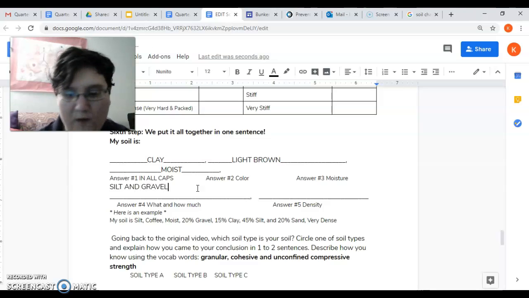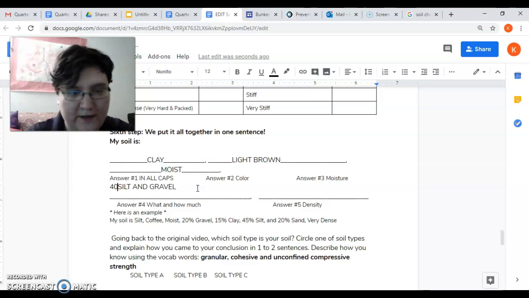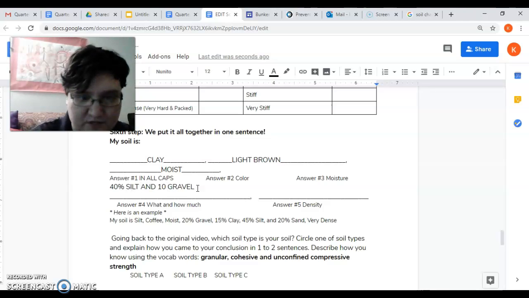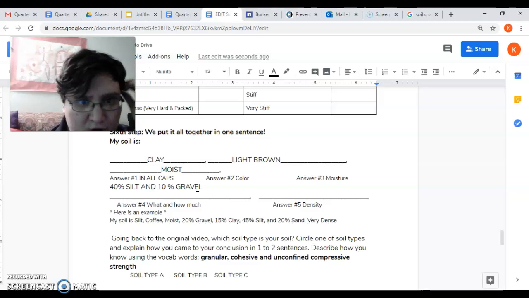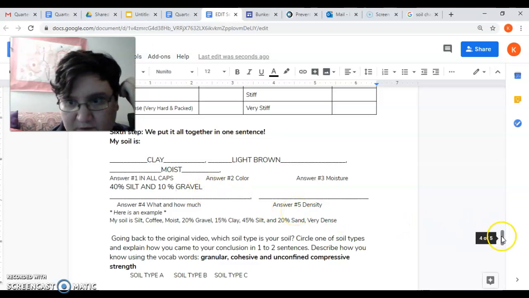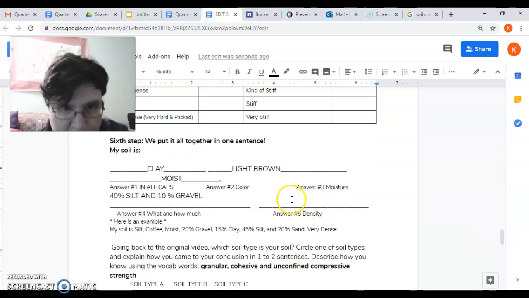And they want how much, right? So I'm going to say 40% silt and 10% gravel. And then answer to number 5 is density, and for that one I said mine was soft, right? So then for 5 I'm gonna put soft.